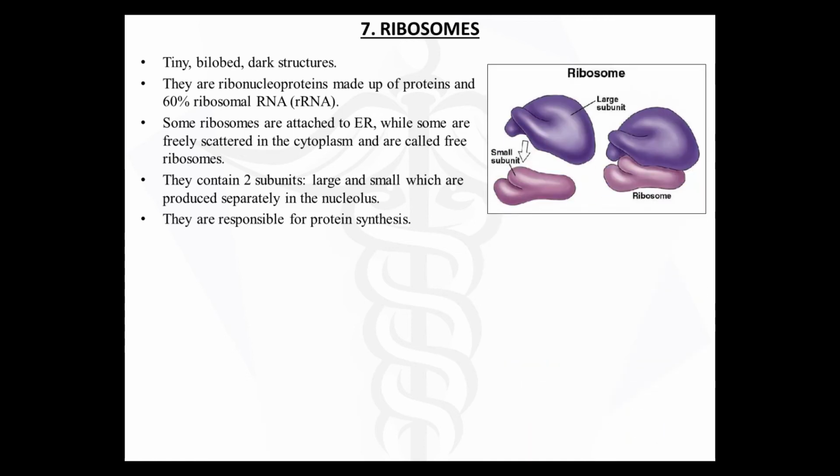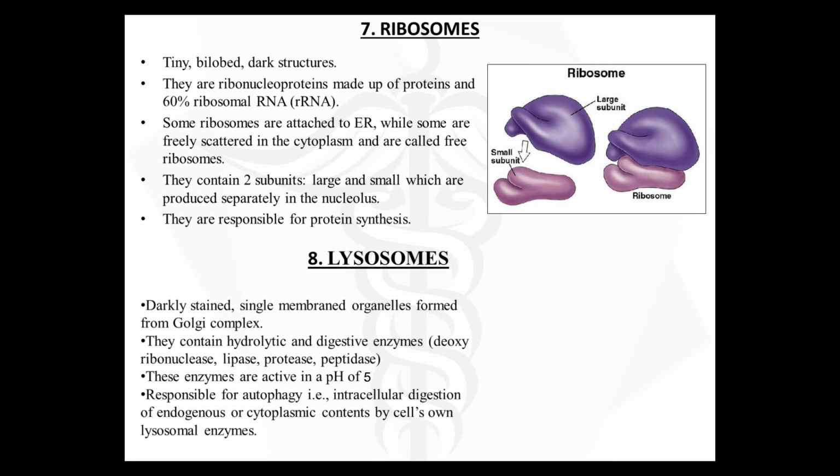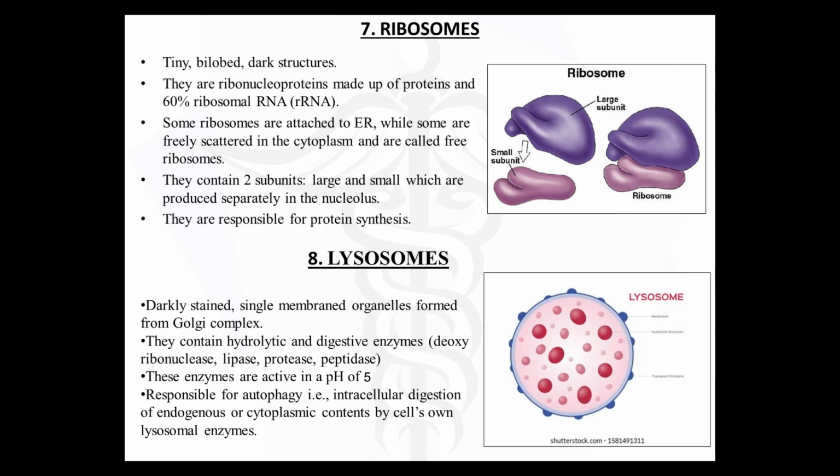The eighth structure in the cell is lysosome. These are darkly stained single membraned organelles with diameter of 0.5 to 1 micrometer formed from the Golgi complex. These organelles contain hydrolytic and digestive enzymes.